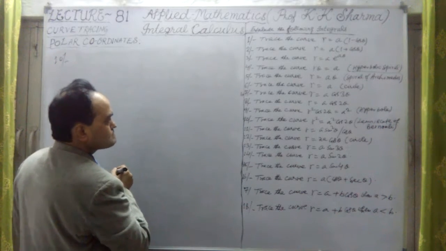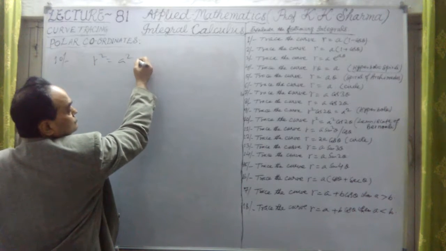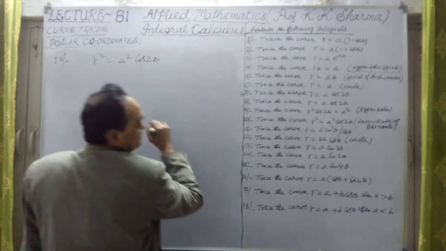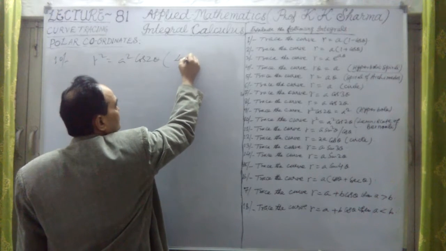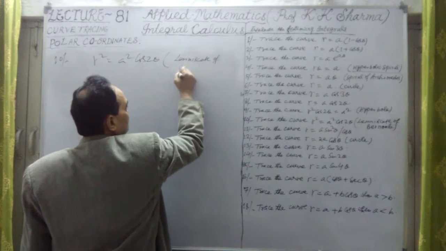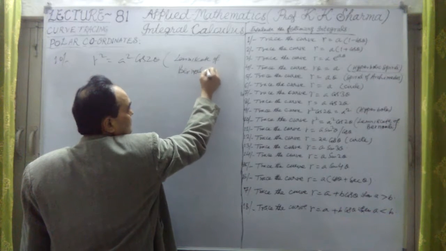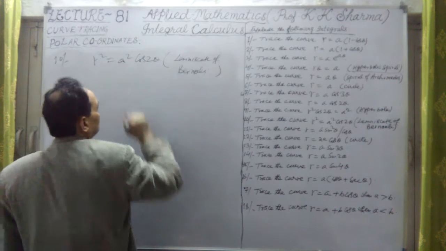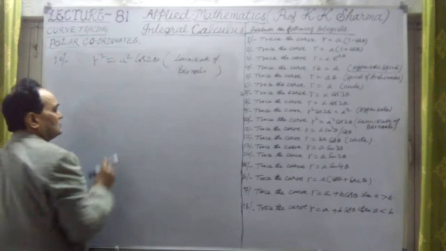Here it is: r square equal to a square cos 2 theta. This is known as the lemniscate of Bernoulli. Okay, so this is r square equal to a square into cos 2 theta. There is a fixed figure for them, but let me first explain this.